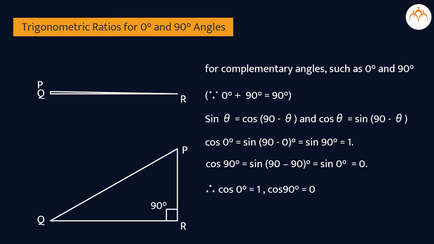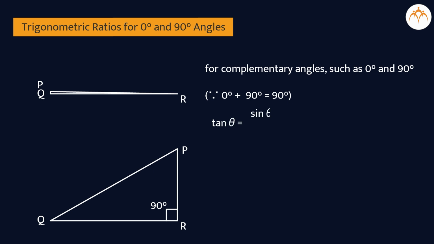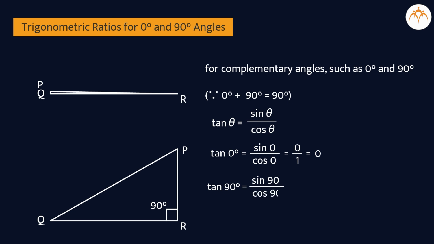We also know that tan theta is equal to sin theta upon cos theta. Therefore, tan 0 degree is equal to sin 0 upon cos 0, that is 0 upon 1, which gives us 0. Tan 90 degree is equal to sin 90 upon cos 90, that is 1 upon 0. Since division by 0 is undefined, tan 90 degree is undefined.